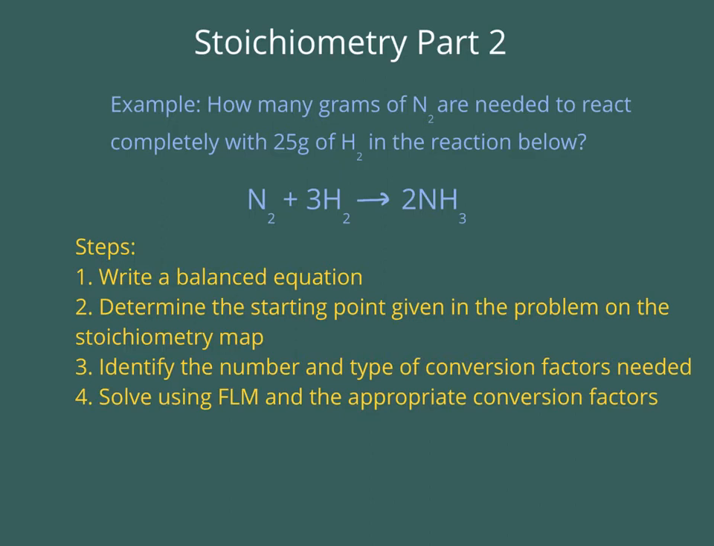So number 1, write a balanced equation. In this case, it was already given to us, but you always need to check to make sure that the equation is balanced before you begin. Secondly, determine the starting point given in the problem on the stoichiometry map. 3, identify the number and type of conversion factors needed, including the mole ratio. And finally, solve using the factor label method and the appropriate conversion factors.